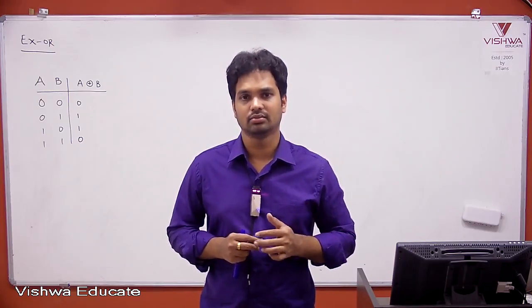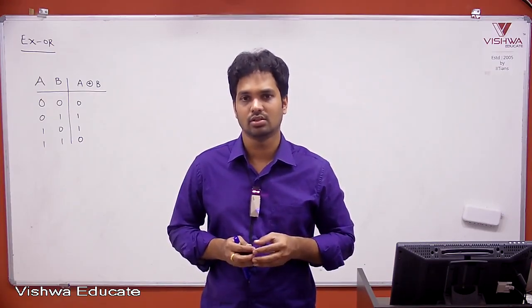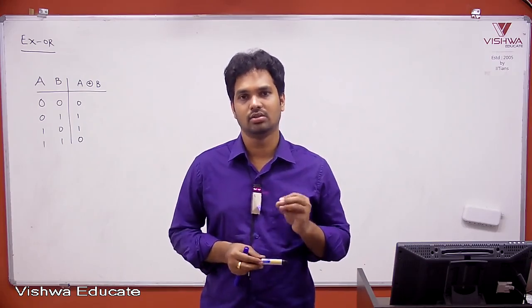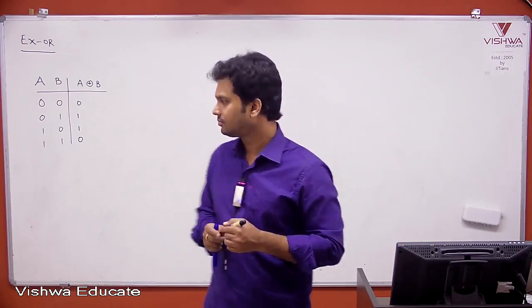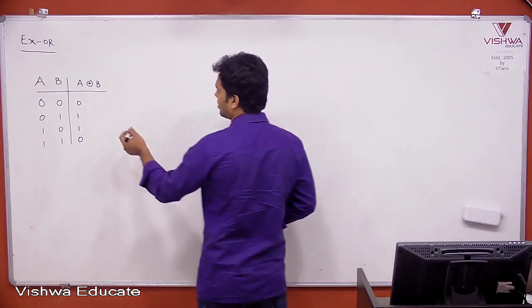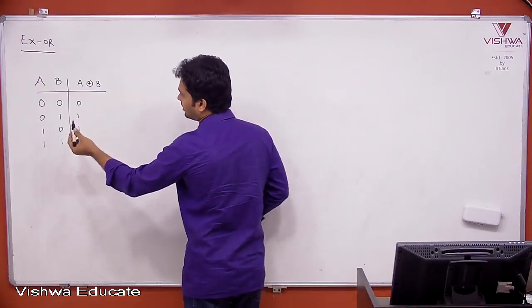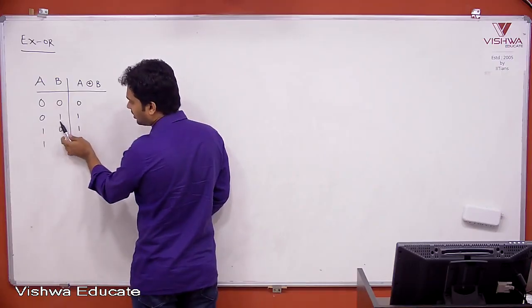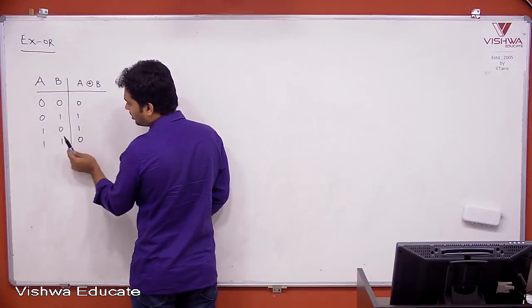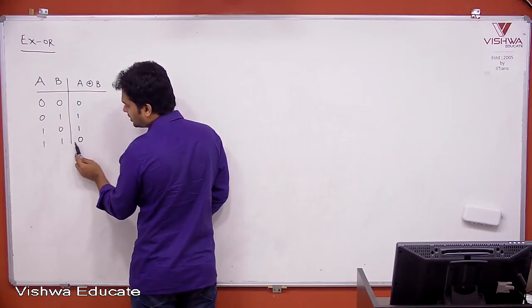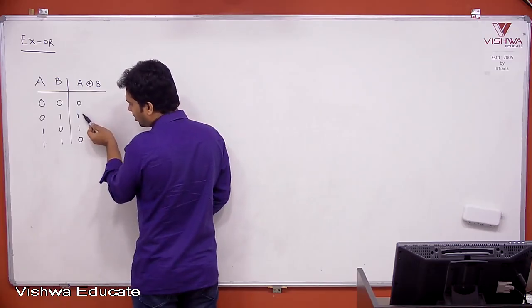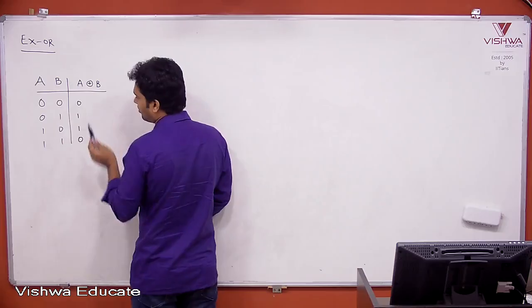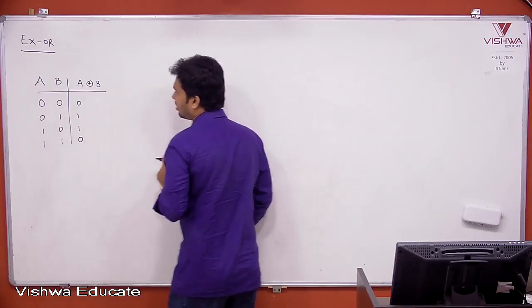Otherwise it is 0. Right, so this is your XOR operation. You can understand here, how many ones are there? No ones. Here only one, odd. Here how many ones? Two ones, even. So whenever your input has an odd number of ones, the output is 1. Then it is called the XOR operation.